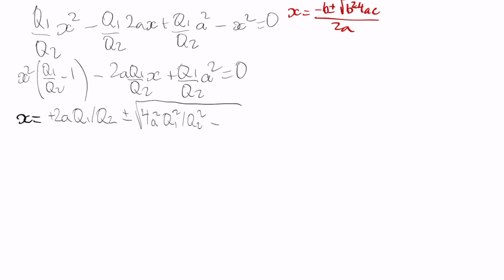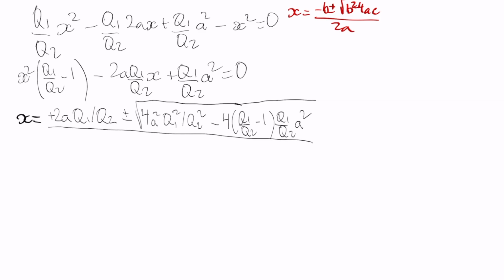Okay, minus 4ac, so it's going to be 4 q1 over q2, take away 1, that's our A, multiplied by our C, which is q1 over q2. I'm hoping this is going to turn out right, multiplied by A squared. Then what are we going to do? Divide that by 2A, so over 2. A is this one here, q1 over q2, take away 1, like that.